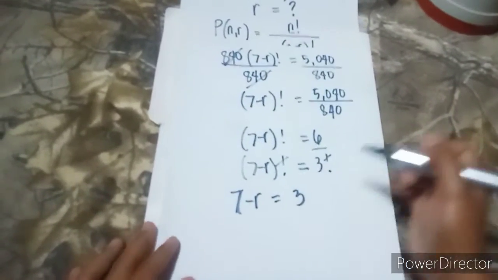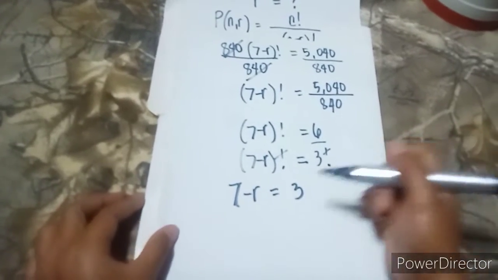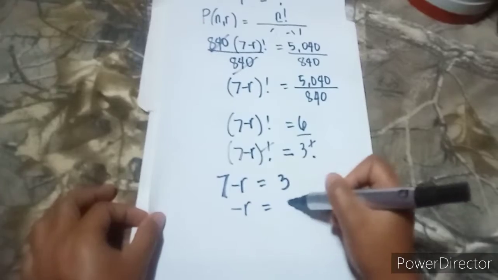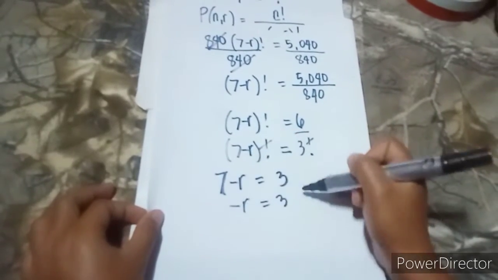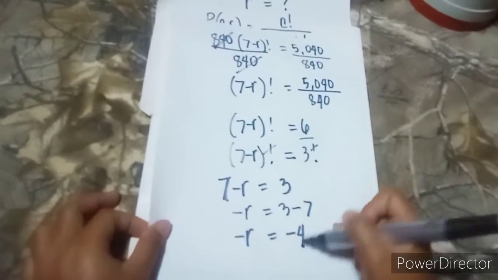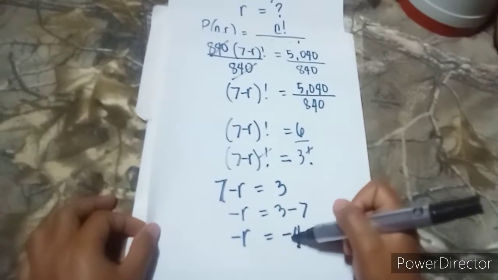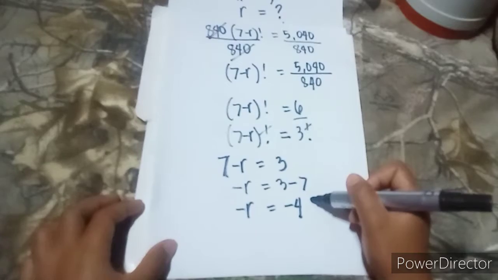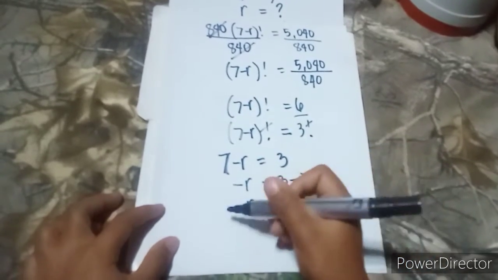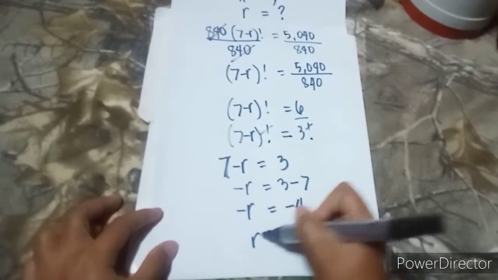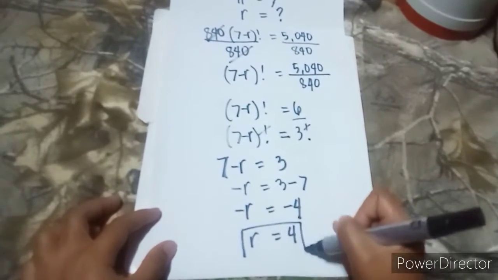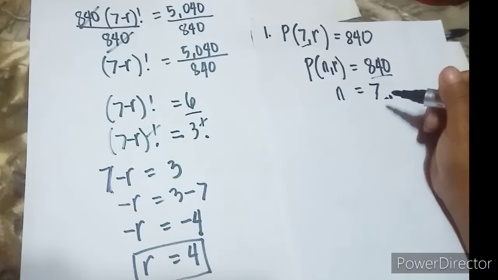By using the addition property of equality, we can get negative r is equal to 3 minus 7. So negative r is equal to 3 minus 7, which is negative 4. Multiply both sides by negative 1, we get r is equal to 4. So the value of our r now is 4.